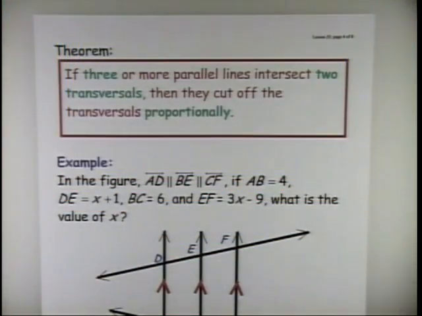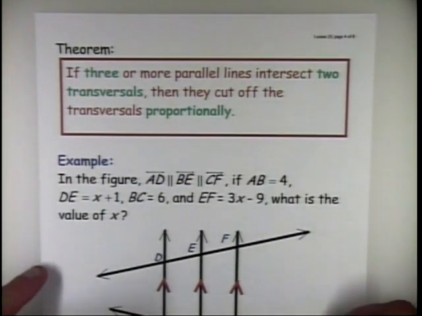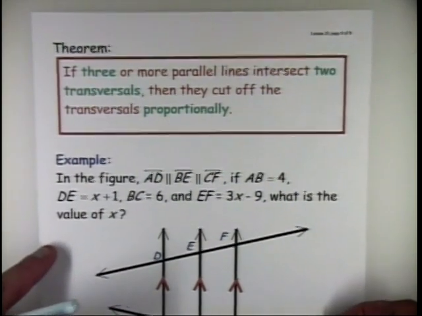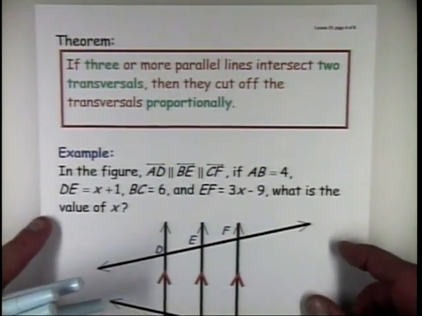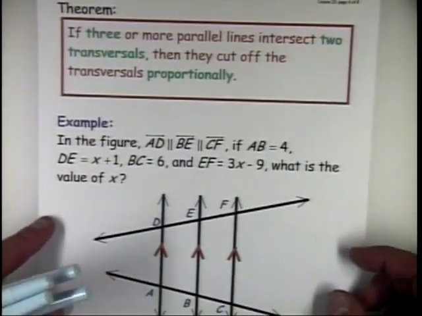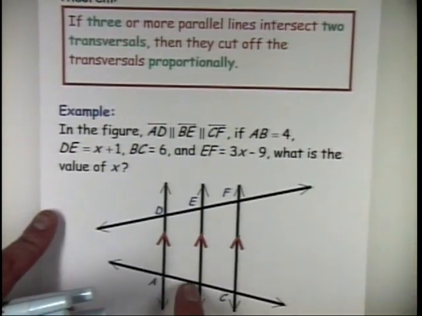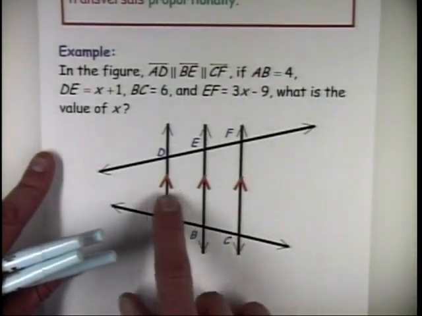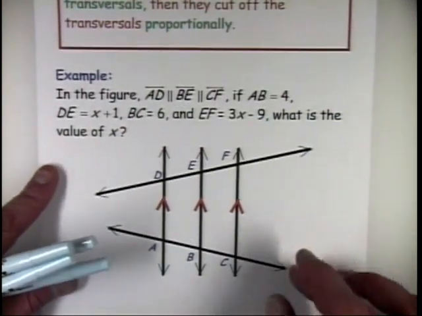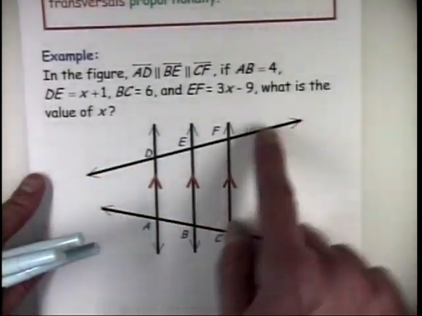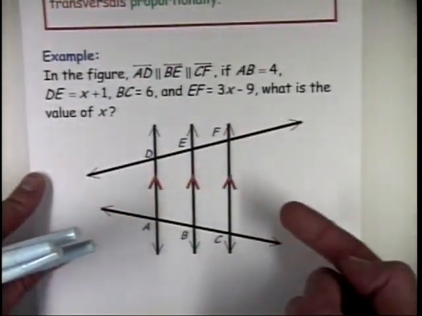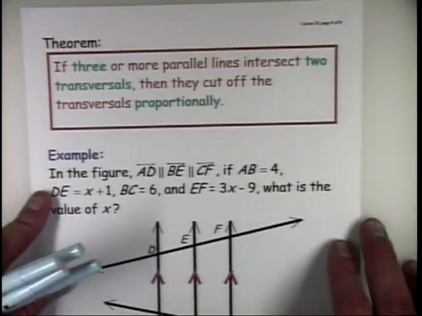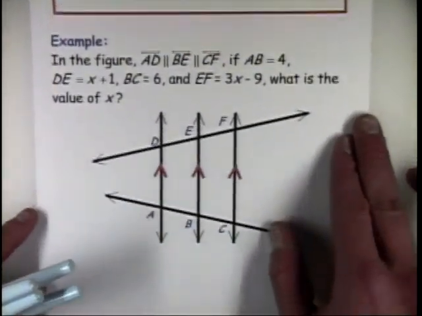Here we go. If 3 or more parallel lines intersect two transversals, then they cut off the transversals proportionally. Say what? Okay, did that make sense to you? Well, again, a diagram will help illustrate it. We have 3 or more parallel lines. So in this diagram down here, I have 3, and I know they're parallel because I have the arrow on them. They're intersecting two transversals. These are transversals. They're just coming in at an angle to the parallels. They cut off the transversals proportionally.